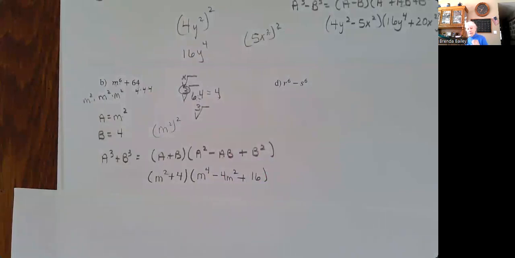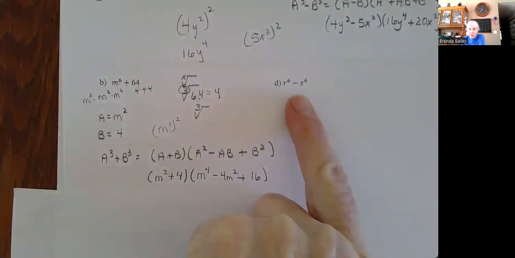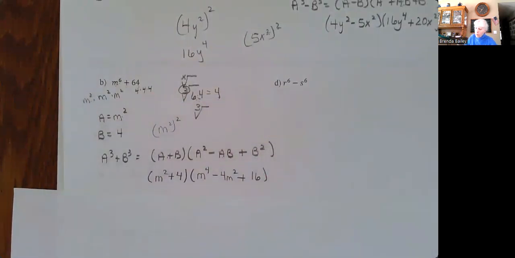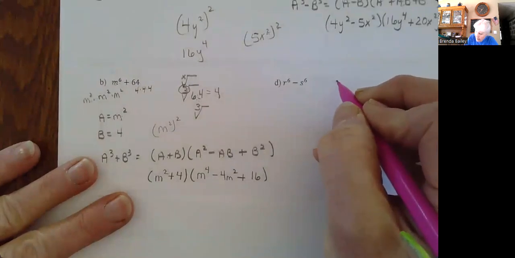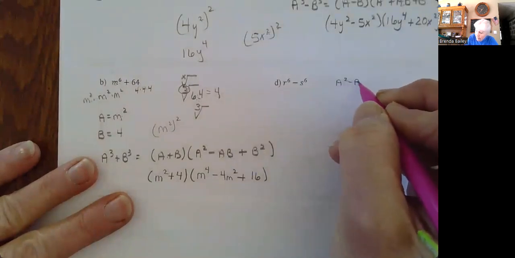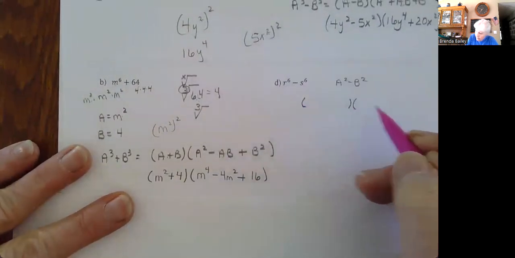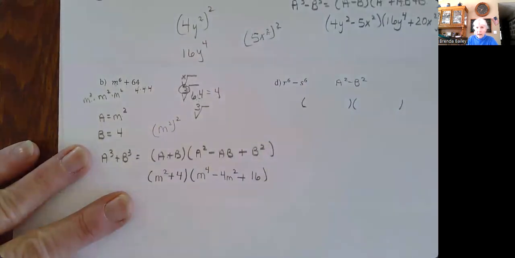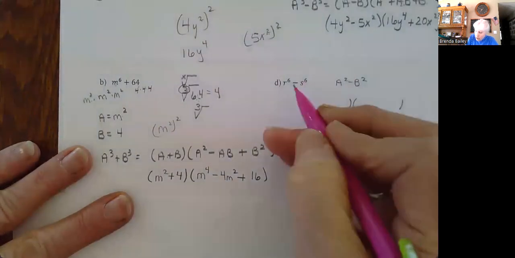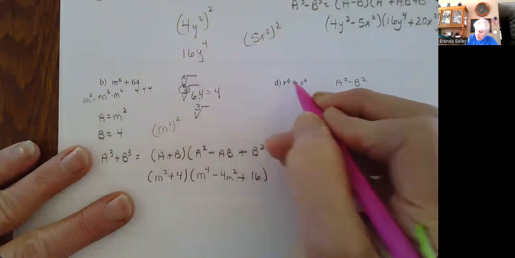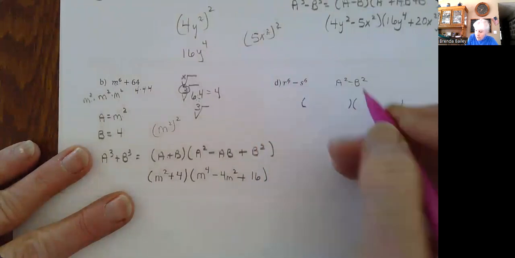Okay, let's look at the next one. The next one could be a difference of 2 cubes. But in order to get all the factoring necessary, you use a difference of 2 squares first. So we're going to follow the a squared minus b squared. To do that, I'm going to turn it into 2 parentheses.